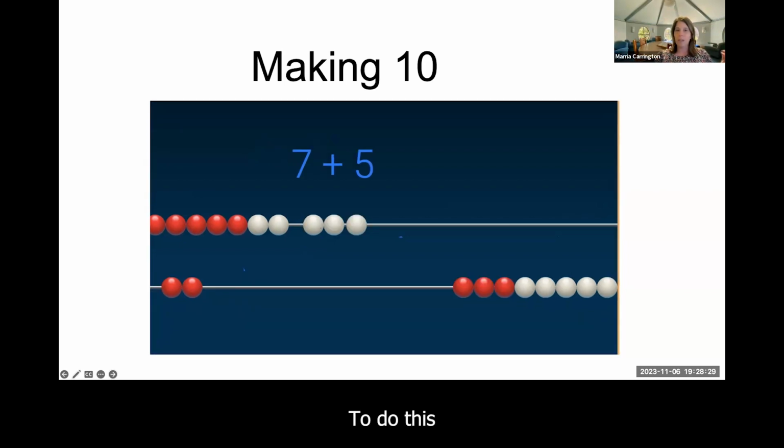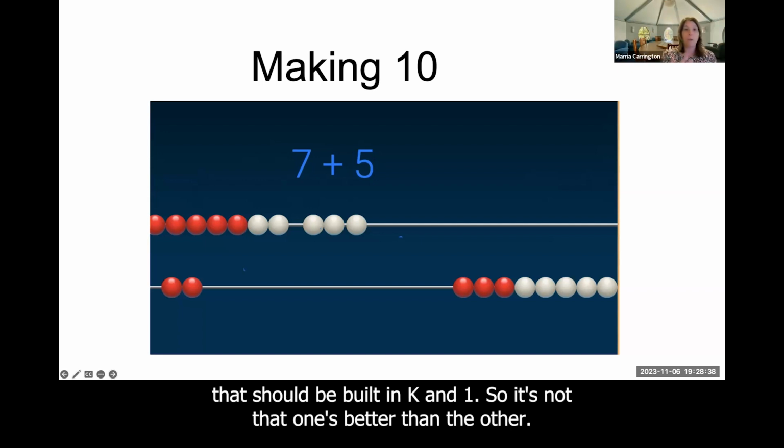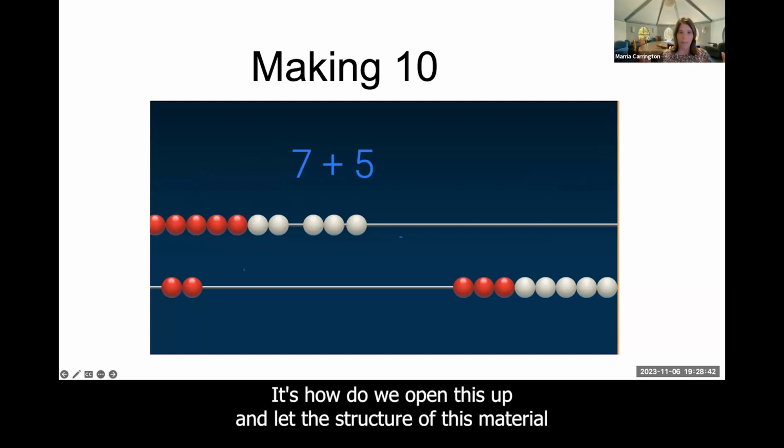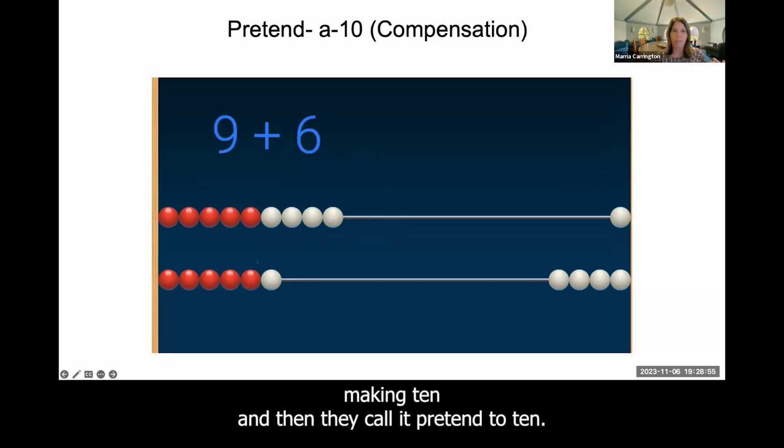To do this, you have to have the understanding of 3 and 2 makes 5, because you're breaking that apart. Again, that should be built in K and 1. So it's not that one's better than the other. It's how do we open this up and let the structure of this material help kids move away from counting by 1. So they talked about near doubles, making 10, and then they call it pretend to 10.